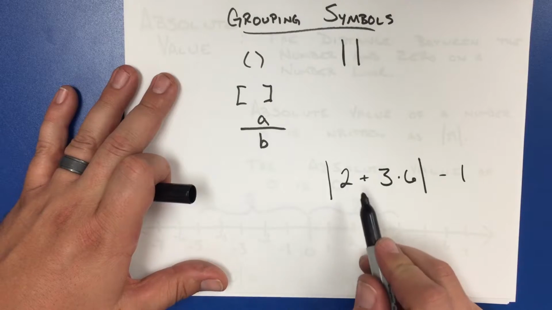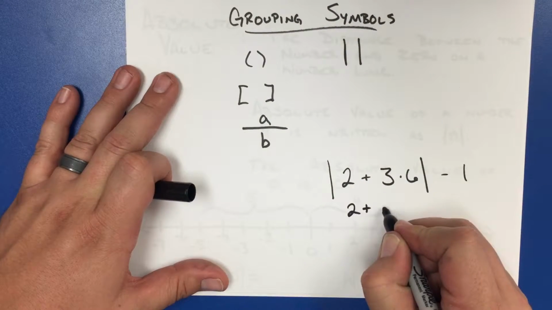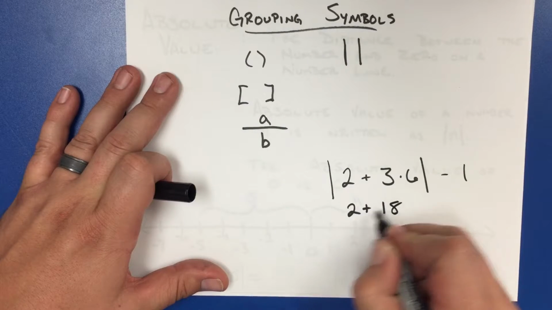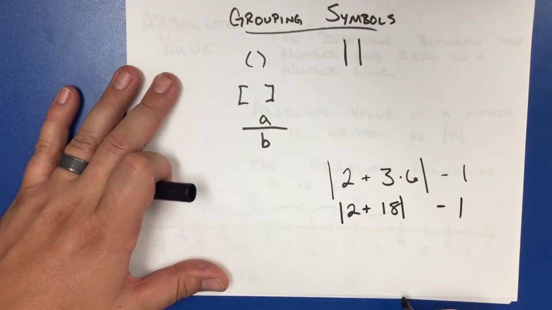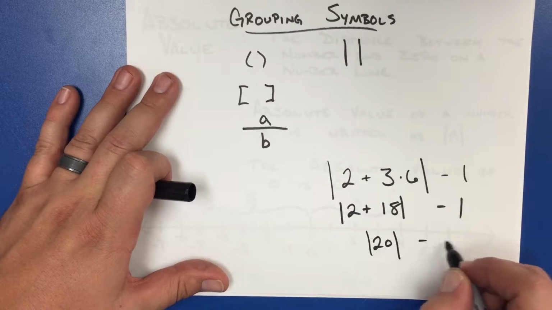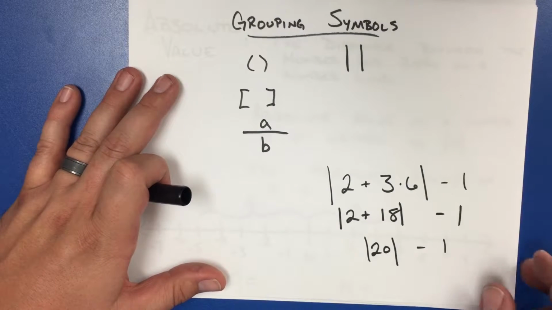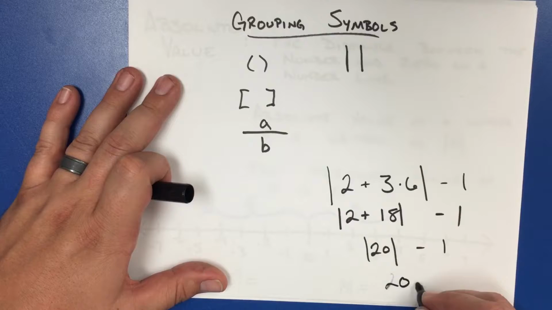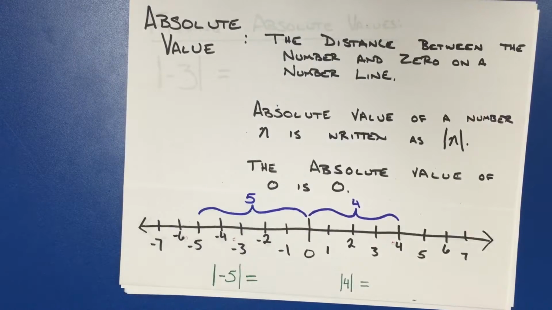Okay, so in order to do this, I have to do my multiplication here. To show you all my steps, this will be the absolute value of 2 plus 18, minus 1. 2 plus 18 is 20, so the absolute value of 20, minus 1. The absolute value of 20, which we'll get to, is in fact 20, minus 1, which is equal to 19, and there's my answer. I'm running out of room on that paper, but you get the idea, so you've got to treat that as grouping symbols.